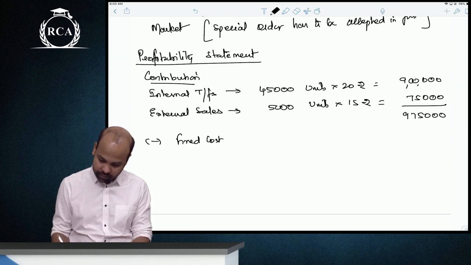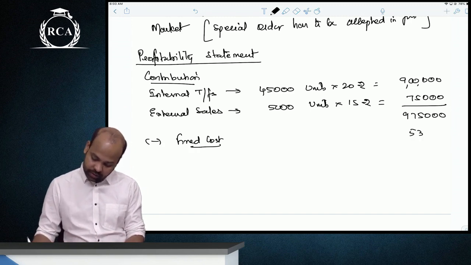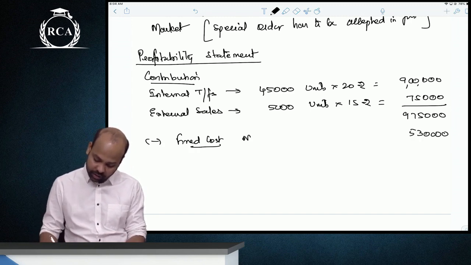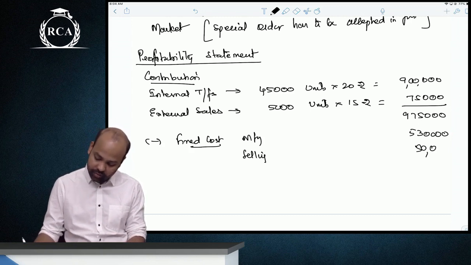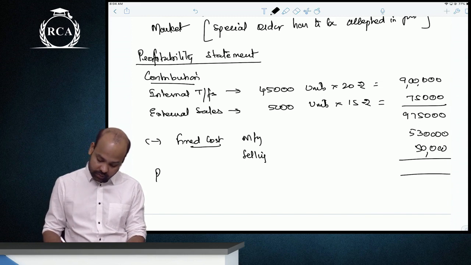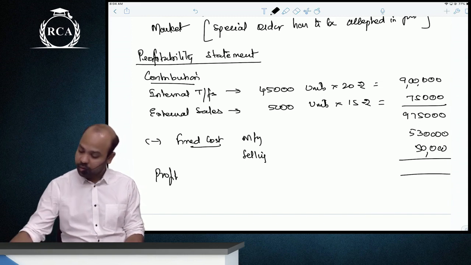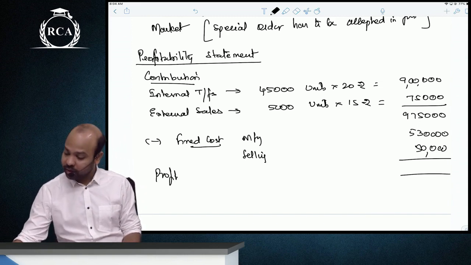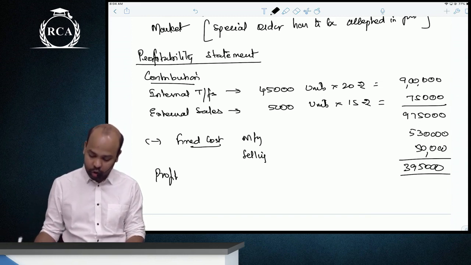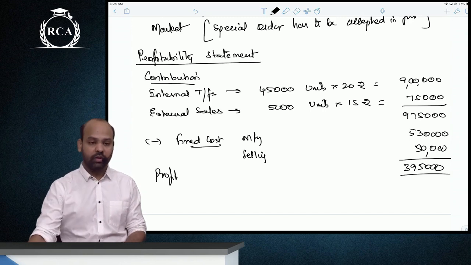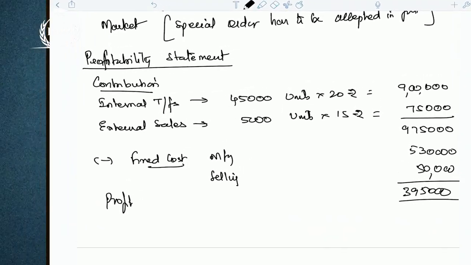Fixed cost, we've written 5,30,000, so this is your manufacturing fixed cost, and then there is selling fixed cost of 50,000 that we have agreed to incur. So this would be your profit. 9,75,000 minus 5,80,000. 3,95,000 will be the amount of profit. Clear sir? Check everyone quickly.